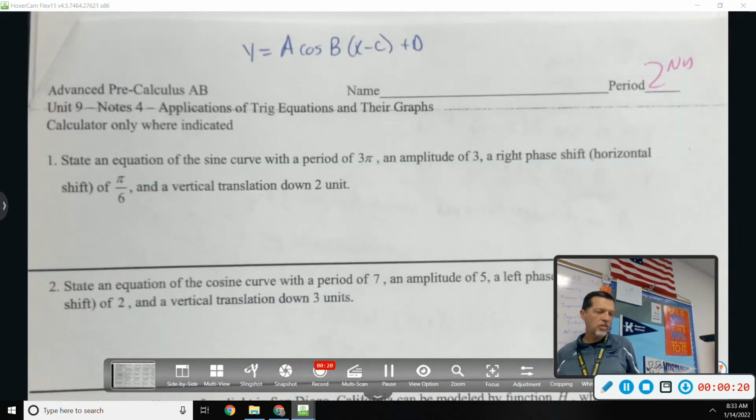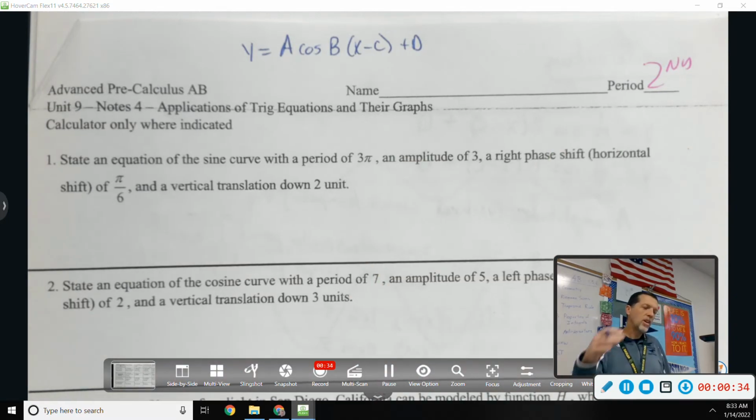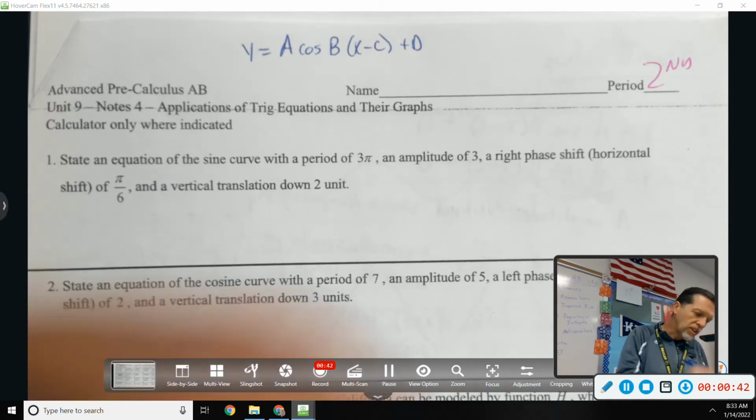So it's really just 3 examples that we're going to work through. A cosine B, right? Because now we have hopefully a good understanding of what A, B, C, and D do. So now we're going to go backwards: given some information, write an equation. So it's a Jeopardy day. Here's the answer. What was the question? Number 1, state an equation of the sine curve.